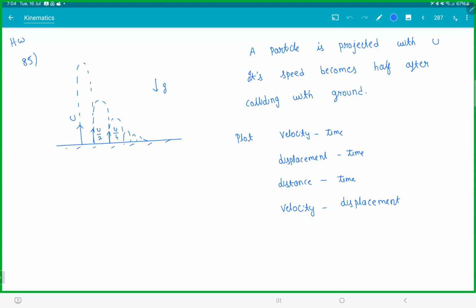Hope everyone tried the problem. Let's finish this off. So before going ahead with the graphs, let me show you how graphs exactly look like.